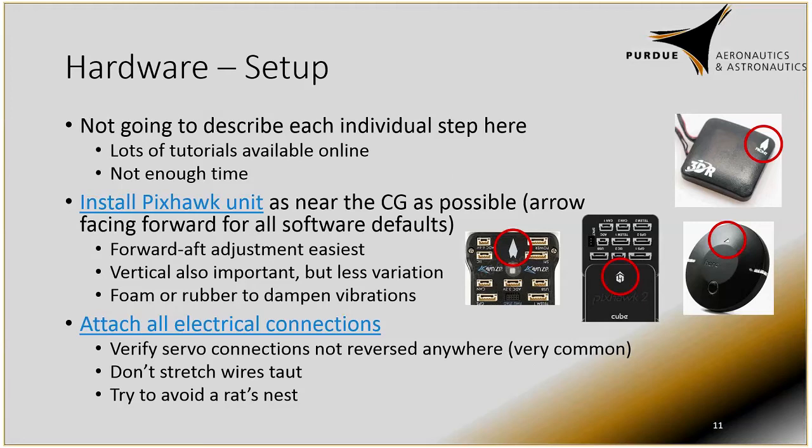So you install your Pixhawk hardware as near the main piece, as near the CG as possible. All of these arrows that you see here, try to keep those facing forward. All of the defaults in the software rely on this orientation being maintained. Not that you can't change that, but it's much easier to stick with the defaults. Only change that if you really need to. And then foam or rubber to dampen vibrations for mounting the main units. Not necessary, or not absolutely necessary, but not a bad idea. So after you've got your Pixhawk installed, you can attach all of your electrical connections.